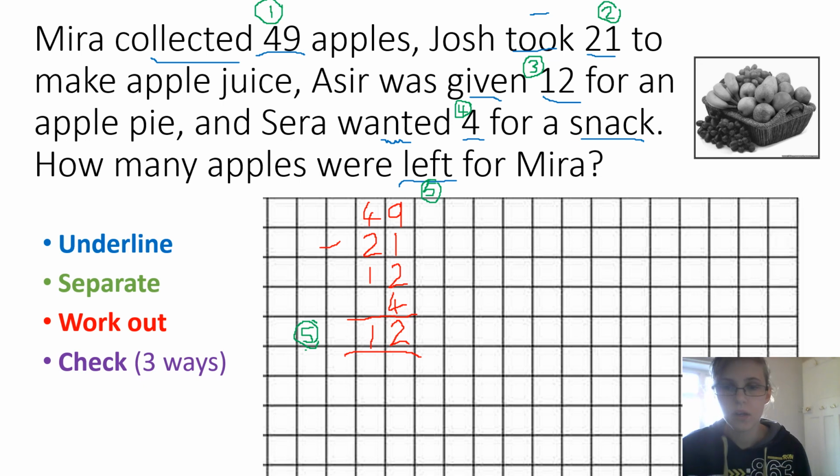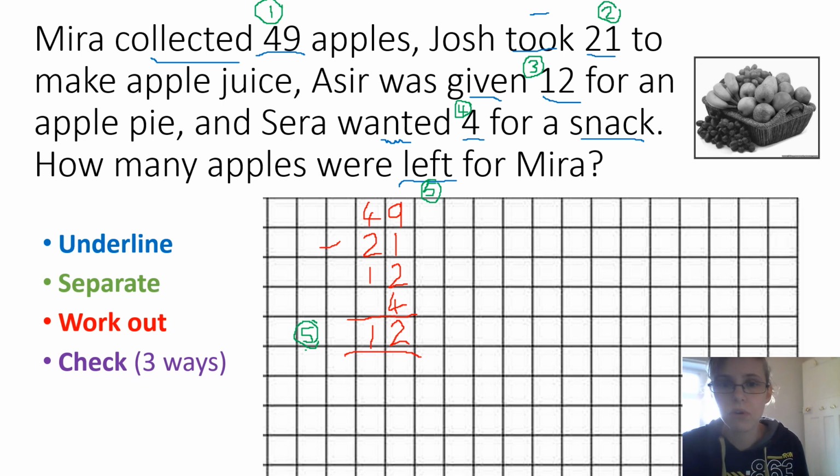Alright, so that one was quite a straightforward one. It's just making sure you do each step at a time. If you'd rather do 49 take away 21, get the answer and then do that answer, take away the 12, and then get the answer and then do that bit, take away the 4, and then get the answer, that'll get you to 12 as well. It's just about however you think is quicker, more logical, and helps you work it out.